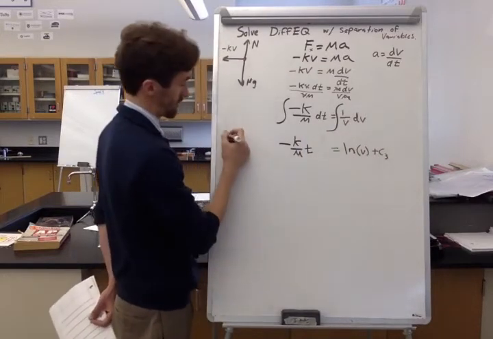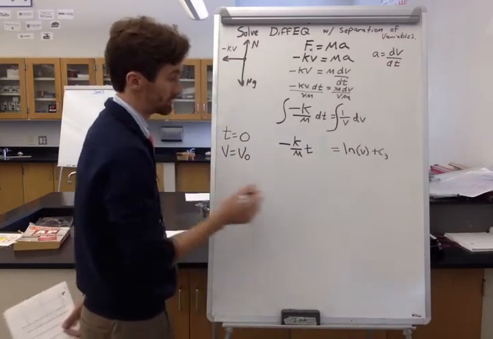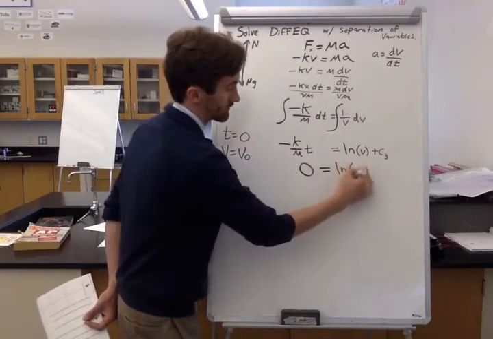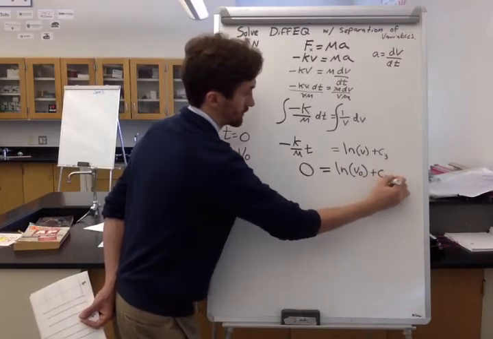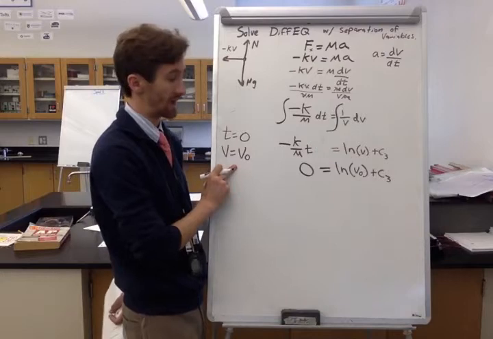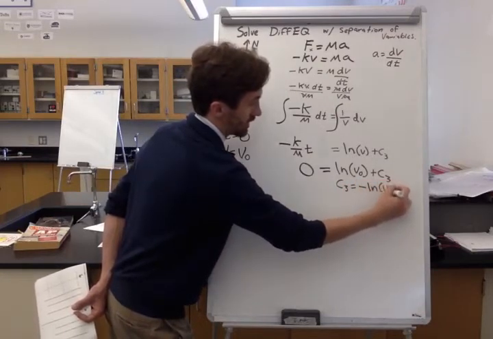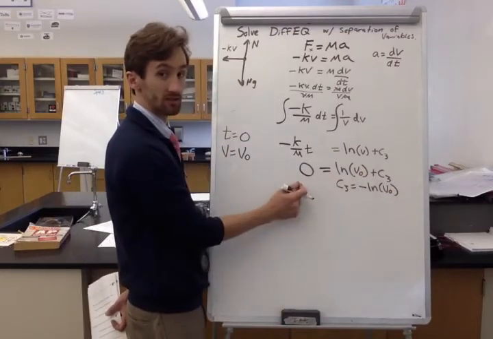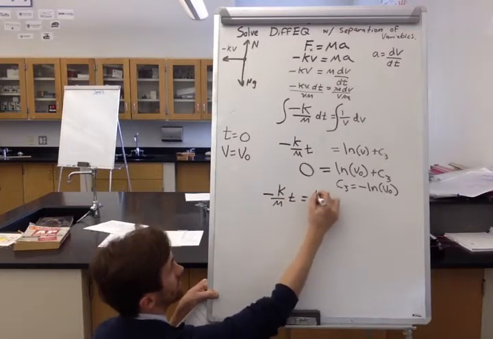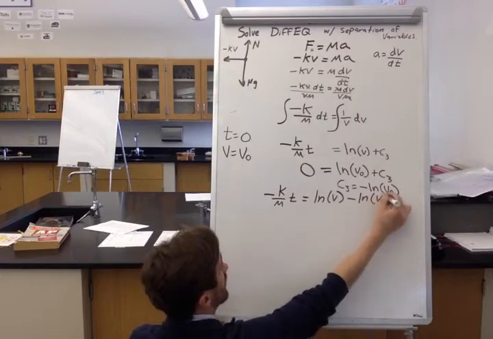And now we have to solve for our constant. When time is equal to 0, we know the velocity is v naught. That was given in the problem, so we're going to plug that in. When time is equal to 0, everything on the left side of the equation will be 0. And when we plug in v naught, we get this. Now this is a constant. It's the natural log of a constant. It's no longer a variable. It's the actual value that we had. So if we solve for C3, C3 is going to equal negative the natural log of the initial velocity, because that would give us 0. If we rewrite our equation, it's now negative k over m times t equals the natural log of our velocity minus the natural log of our initial velocity.